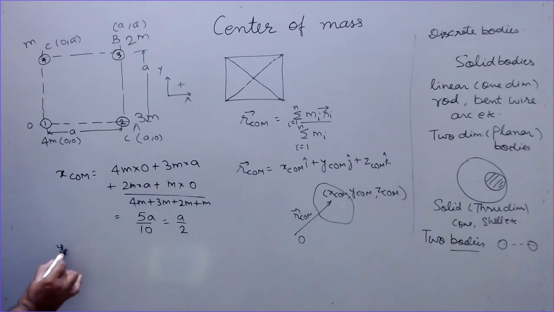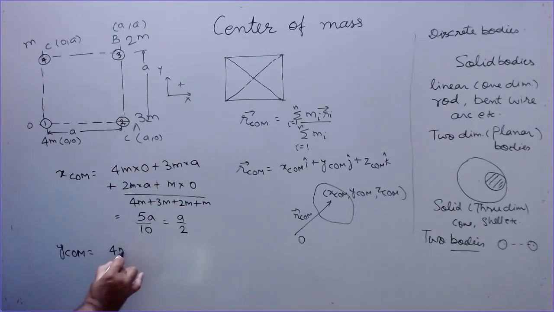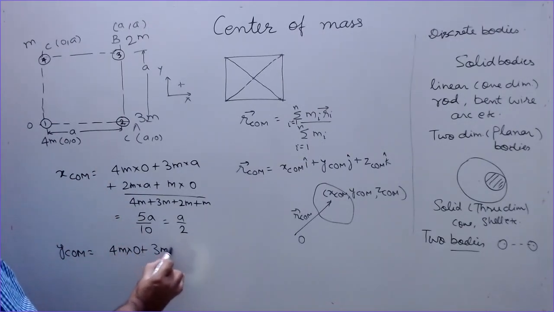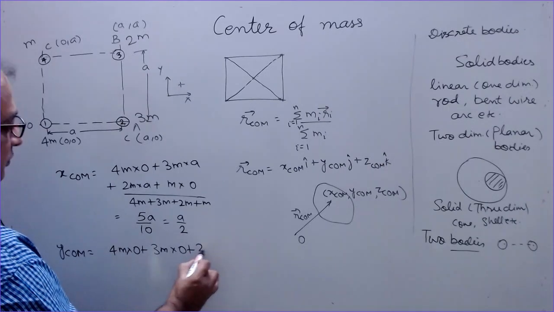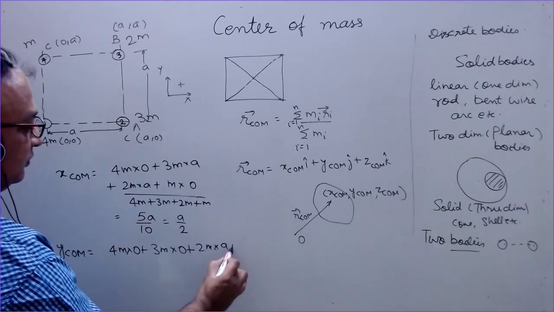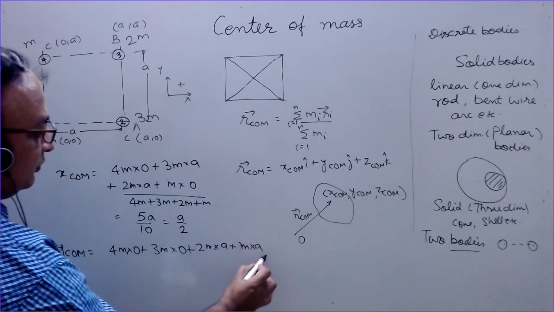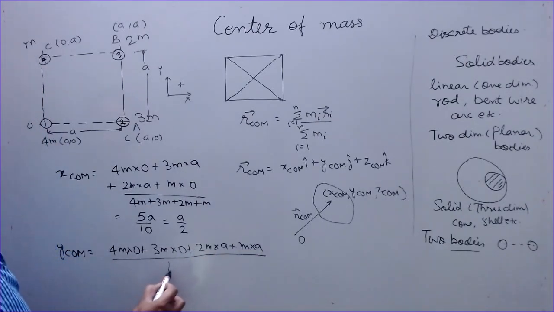Now let us find y. So M1 y1, 0. M2, the order should not change. Total mass is 10. Sum of these. So 3A by 10.